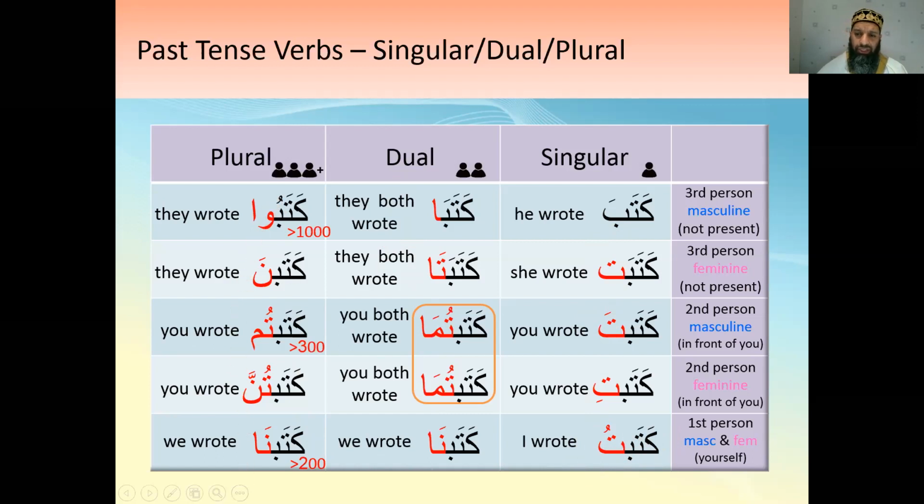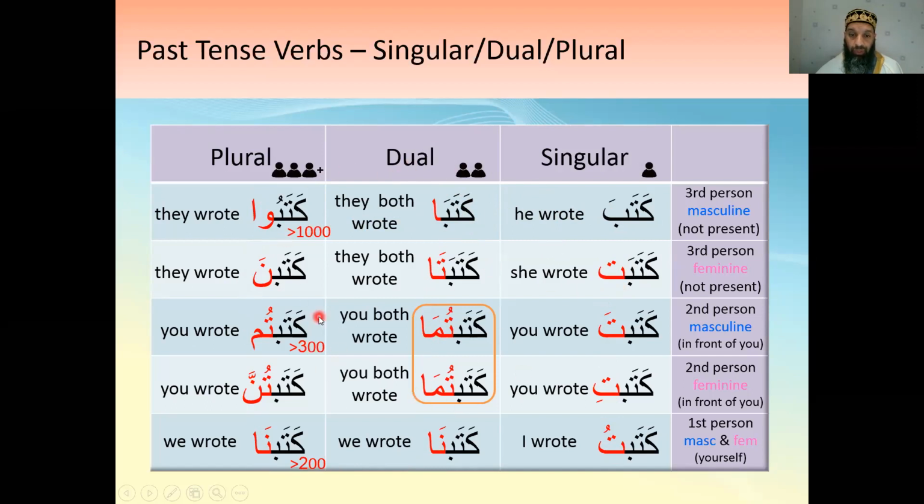And one thing I mentioned, in the past verb table, all the additions are suffixes. Suffixes means the addition comes at the end of the word. Look, apart from the root word, all the additions are coming at the end of the verb. That's the way you can tell it's a past tense verb. Khalaqa, khalaqa, khalaqu. Kafara, kafara, kafaru. Right?